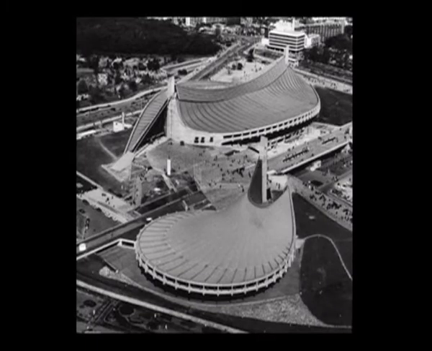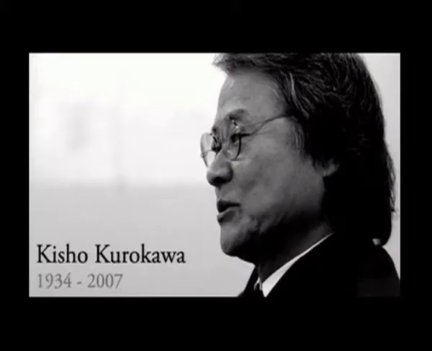This is the Yoyogi Olympic Stadium that he built for the Tokyo Olympics. Look at the way it is designed. He says that he was inspired by the samurai and the swords they use, and how that form emerged.